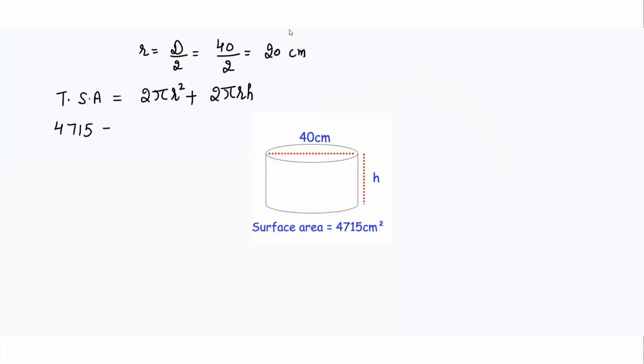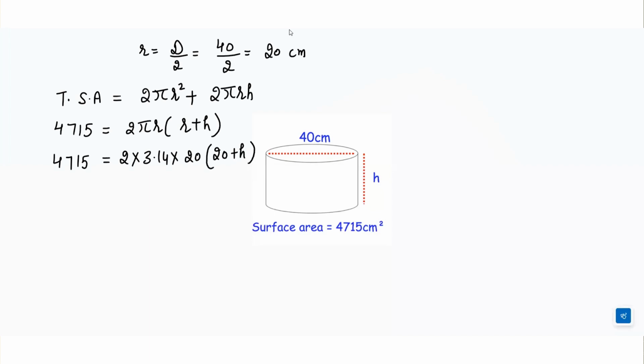4,715. The surface area is already given. 2 pi r we can take common. R plus h is left. Now we can substitute the value of r and pi in it. So we'll get 3.14 into 20 into 20 plus h. When I solve this part, where I have to multiply these three numbers, I will get it equals to 125.6 into 20 plus h.